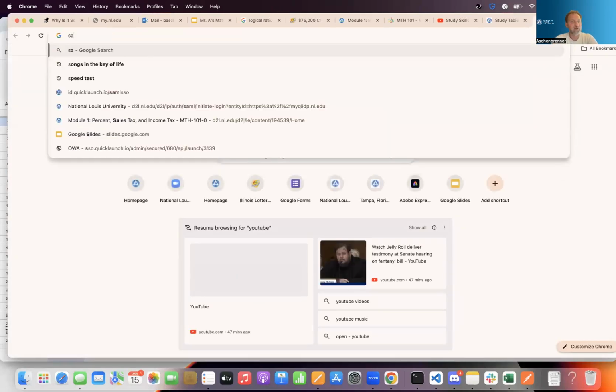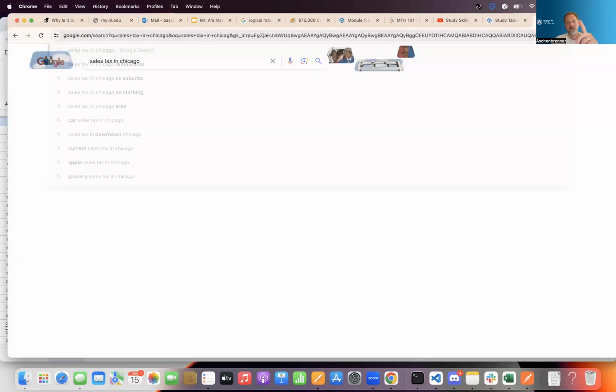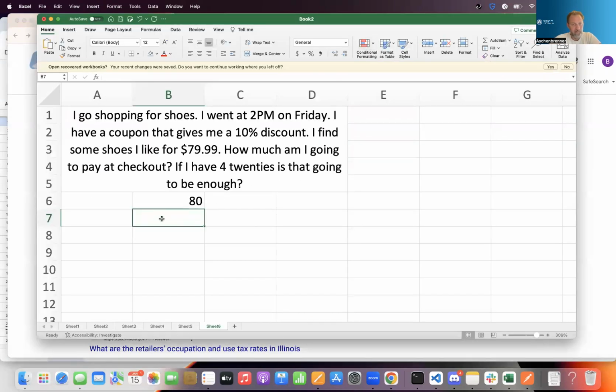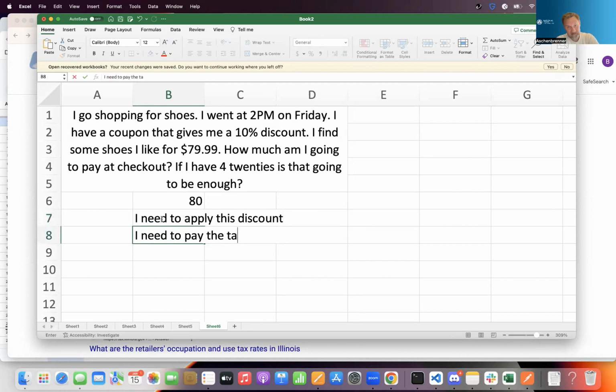So, say sales tax in Chicago. And that reminds me that I need to go back to that thing at the beginning. Okay, 10.25% in Chicago, Illinois. All right. So I need to apply this discount and I need to pay the tax, because the store's not going to give them to me tax free, because the store has to pay the taxes on shoes. So yeah, those two things have to be taken into consideration.